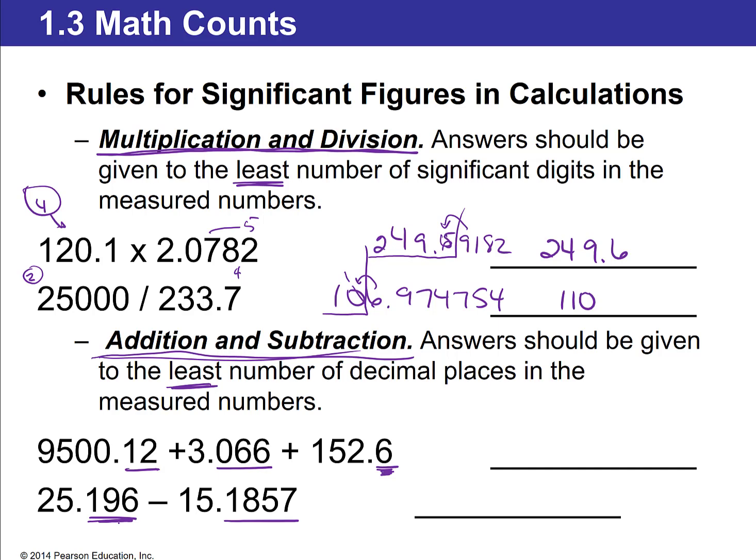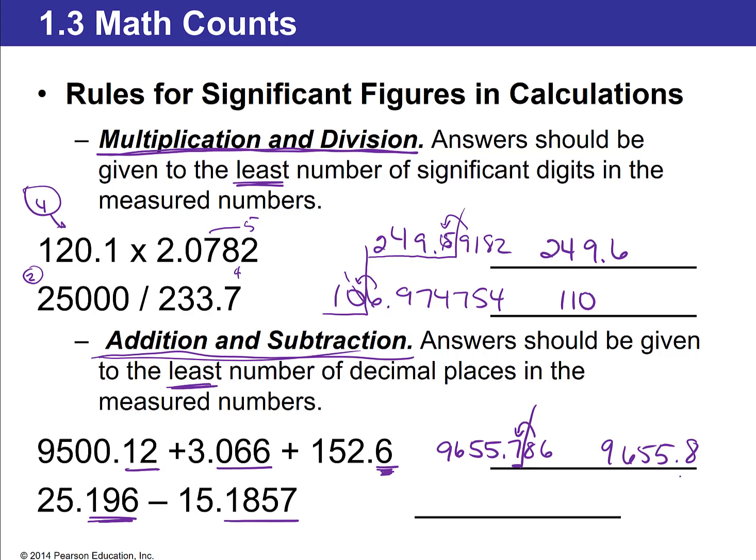So 9,500.12 plus 3.066 plus 152.6. The number I get is 9,655.786. Remember I said that I've got to round here. So that means the rest of those are going to have to get rounded, and that is going to round this number up, 9655.8.